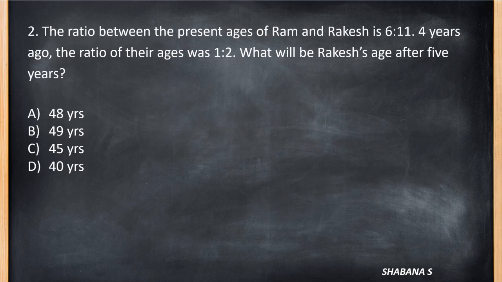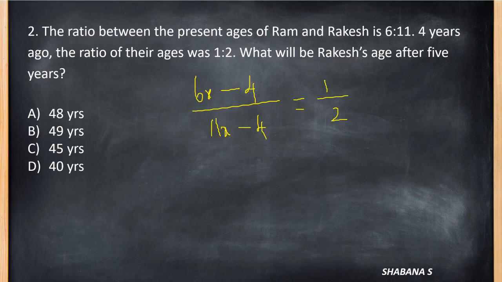Next question. The ratio between the present ages of Ram and Rakesh is 6 is to 11. 4 years ago, the ratio of their ages was 1 is to 2. So I'm going to take the present age of Ram as 6x and the present age of Rakesh as 11x. So 4 years ago, Ram should have been 6x minus 4 and Rakesh should have been 11x minus 4. So this is equal to 1 by 2. See, this doesn't mean that 6x minus 4 equals 1 and 11x minus 4 equals 2. It is like 6x minus 4 is in whatever proportion to 11x minus 4, same is the case with 1 is to 2.